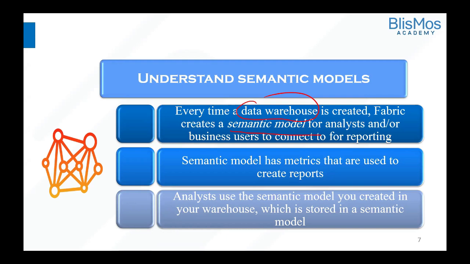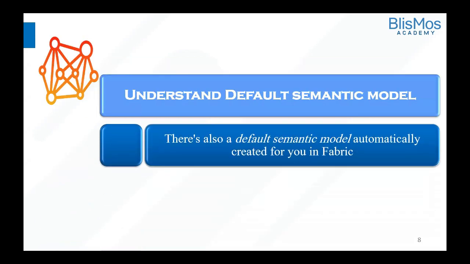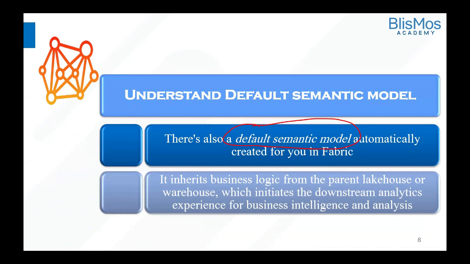So we already understood semantic model is nothing but relationships, rules, and calculations. When the warehouse is created, those relationships, rules, and calculations, and some measures, are already created for the data warehouse. And one more very important aspect is there is one more thing called default semantic model, which is more or less similar to what we are talking about.